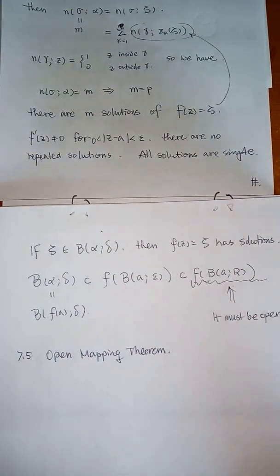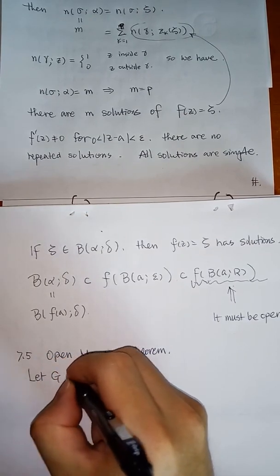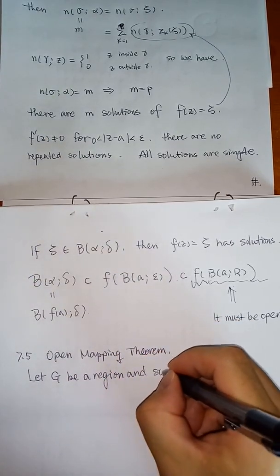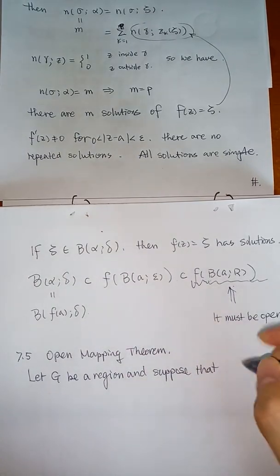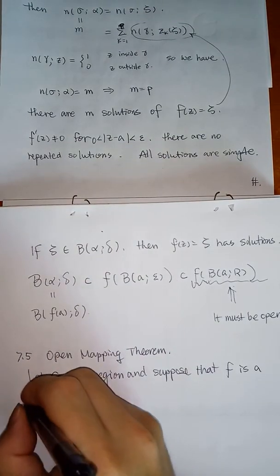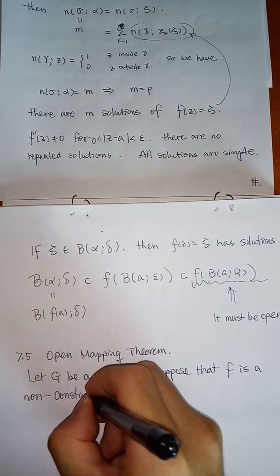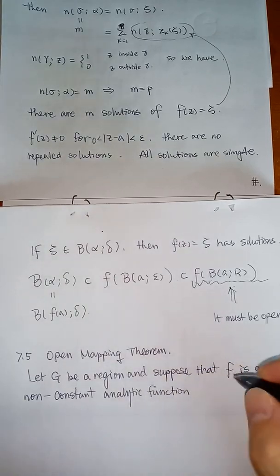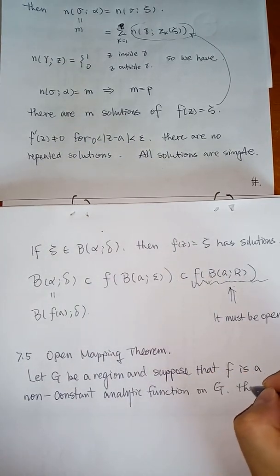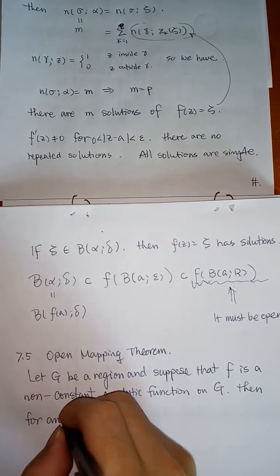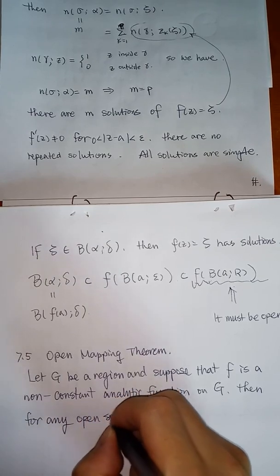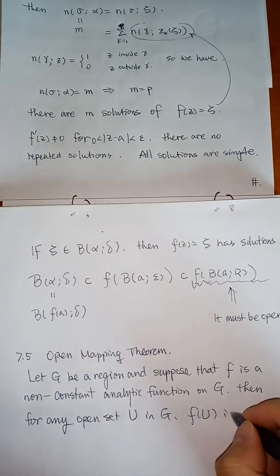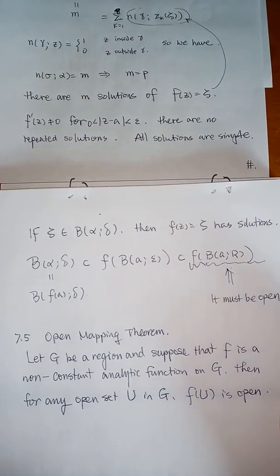The open mapping theorem says: let G be a region and suppose that f is a non-constant analytic function on G, then for any open set U in G, f of U is open. So the image of an open set is open.